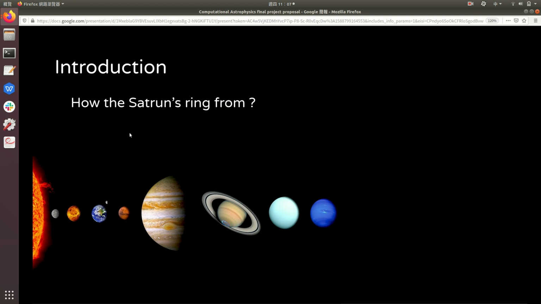So this is our solar system, and what is related to my project is this planet, Saturn. It is a massive planet. Its mass is about 95 times the mass of the Earth, and it's well known by its planetary ring. So people ask how Saturn's ring formed.